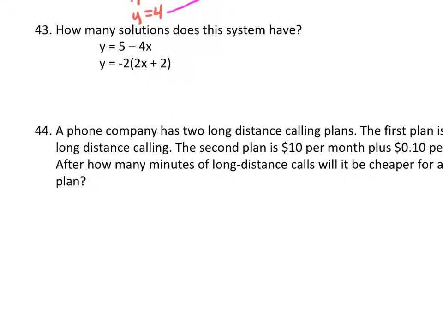Number 43, how many solutions does this have? When you type this in on your calculator, you should hit zoom 6 or just hit graph. You should be looking at parallel lines. And since parallel lines never intersect, that means that there are no solutions to this problem.